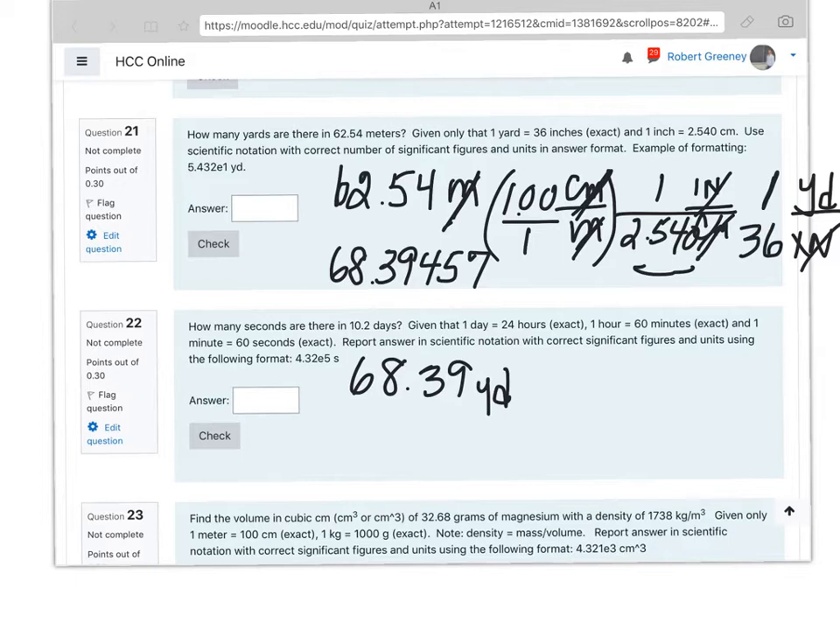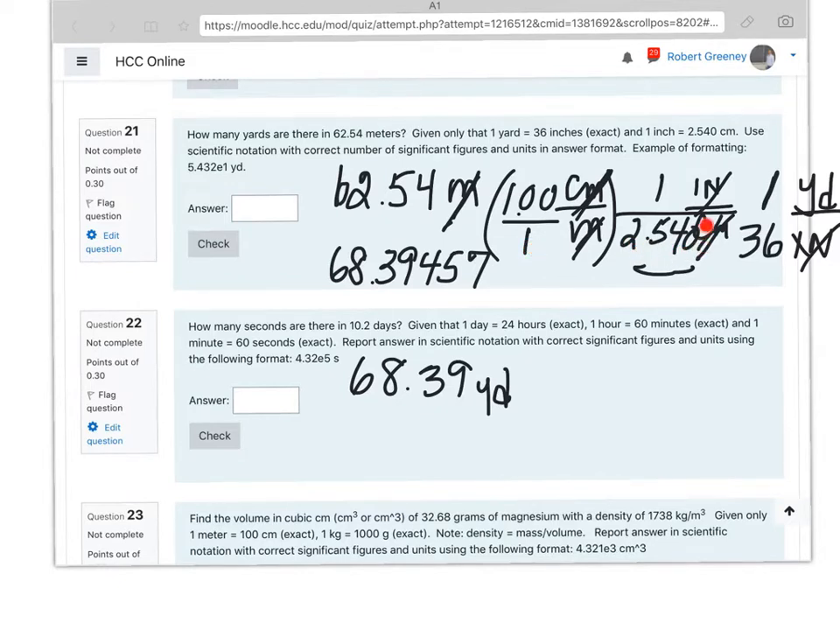These are exact numbers. And the 100 centimeters in 1 meter is an exact number. It's not 99.99. It's 100 with an infinite number of digits. So the 1 here isn't 1 significant figure.